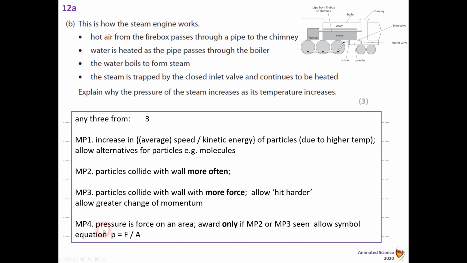And then the linking thing for a fourth mark, but clearly you can only get 3, pressure is force on an area. So award only if marking point 2 or 3 have been seen, and they would allow the symbol equation, pressure is force over area. So if you tackled it with the pressure idea with force and area, you're getting 3 marks, but you do get the mark if you've talked about the average speed and the kinetic energy as well.